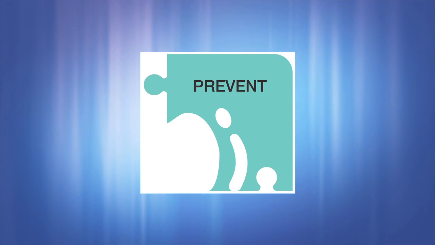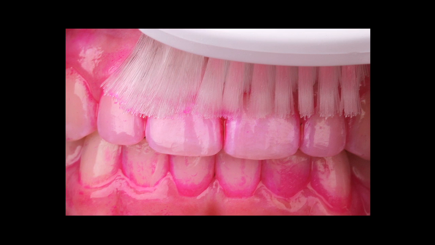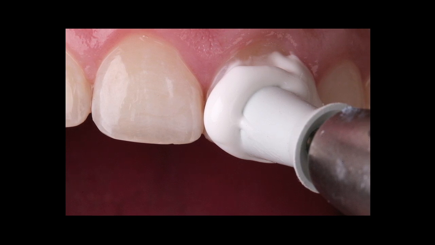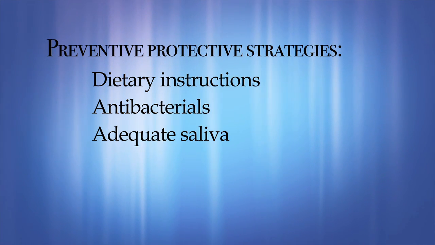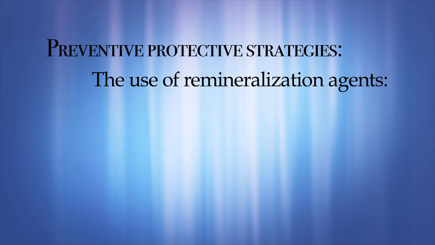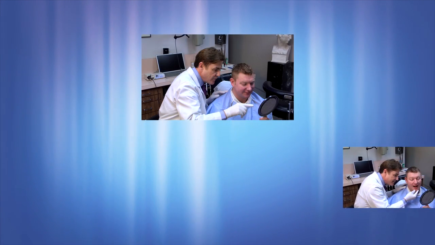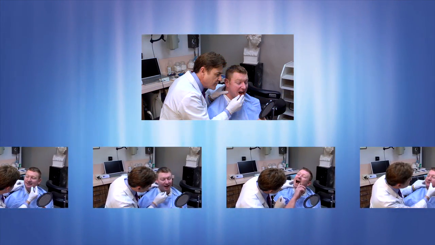Preventative strategies. After identifying the etiology of caries, controlling and preventing the progression of hard tissue destruction begins with altering the caries balance. Oral health maintenance can provide protective strategies to combat the pathologic factors, such as poor oral health, inadequate dietary habits, and acidic saliva. Preventative protective strategies can include dietary instructions, antibacterials, adequate saliva, administration of xylitol, oral hygiene techniques for improved plaque control, and the use of remineralization agents such as fluoride and calcium phosphate supplements. These preventative protective strategies can aid in the remineralization process and/or prevent the process of demineralization of tooth structure.